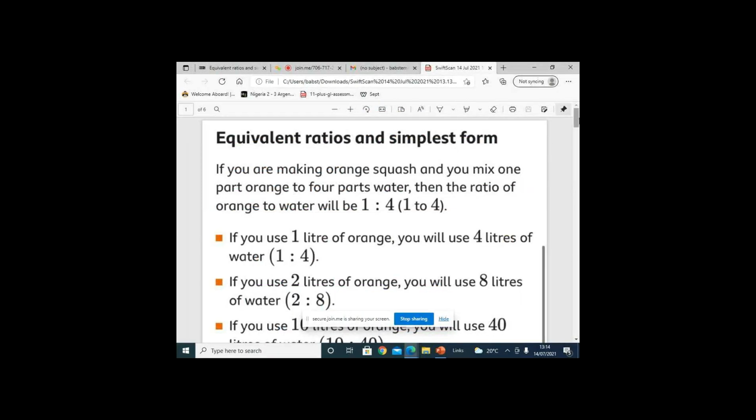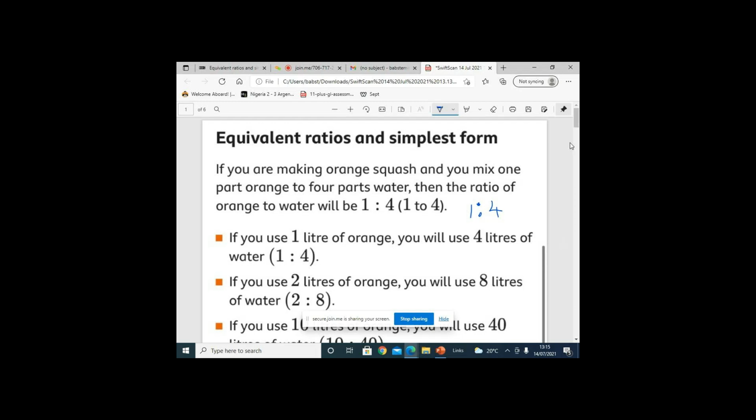So I think we are continuing. What we are going to do is ratio. This is a very important topic, as I said earlier, in functional skills. Ratio is a way of comparing two or more items together. For example, if you are making orange squash and you want to mix one part of orange to 4 parts of water, the ratio is going to be 1 to 4. You use a colon to separate them, 1 to 4. If it's 1 liter of orange to 4 liters of water, it's going to be 1 to 4, like I said earlier.